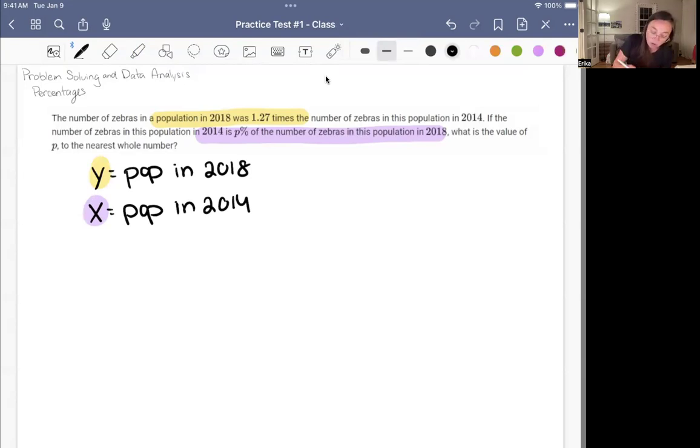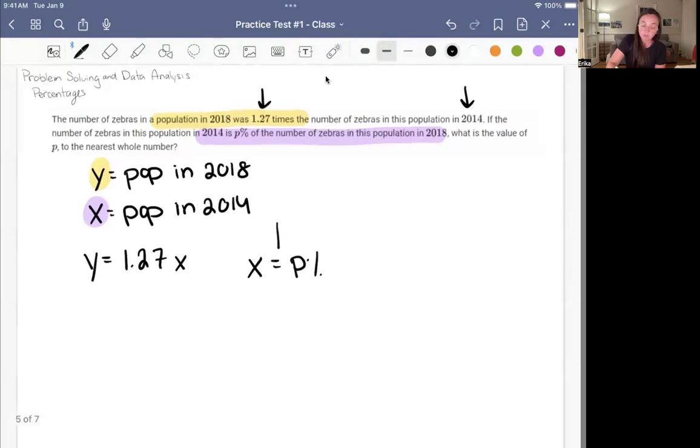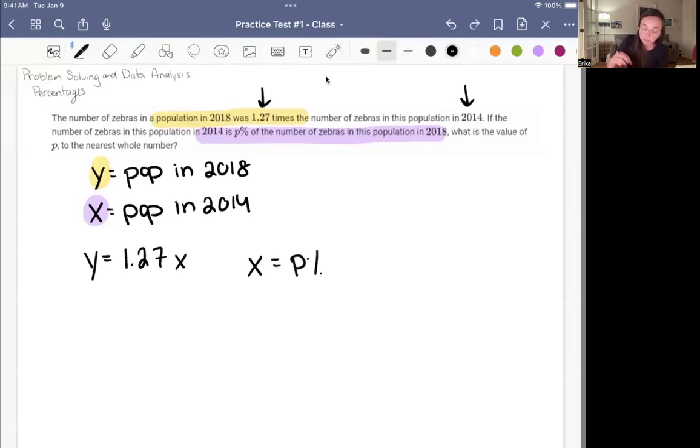For the yellow one, for y, it's saying y is 1.27 times the number of zebras from the 2014 population, so it's going to be times x here. The other equation, the purple one, we are going to do x. The population in 2014 is p%. Typically when you see "is" in one of these problems, that means equals. So x equals p% of the population in 2018, so that's going to be times y.